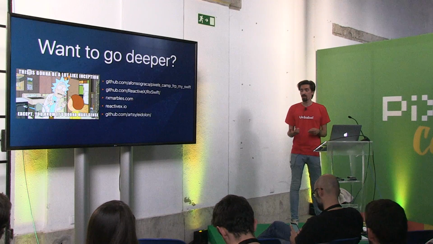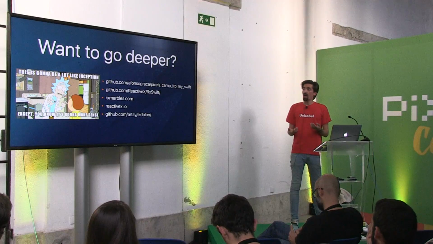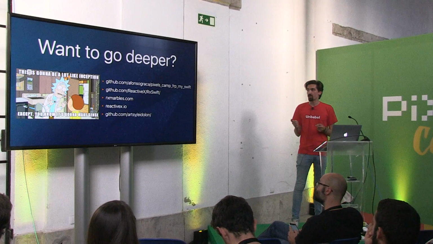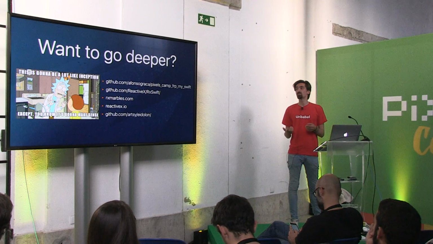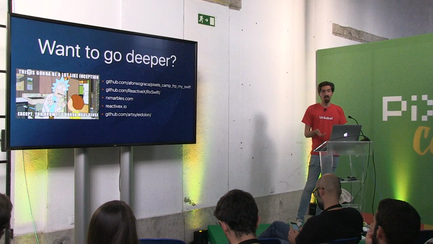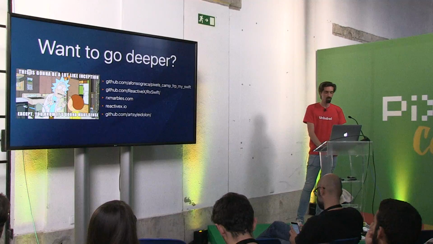And if you really wonder, is this something that I can use in production? I would advise you to go check out Ash Furrow's Artsy app called Eidolon. It's completely open source, and it's running in production now, and it's using FRP and RxSwift. And it's kind of amazing what it can do.